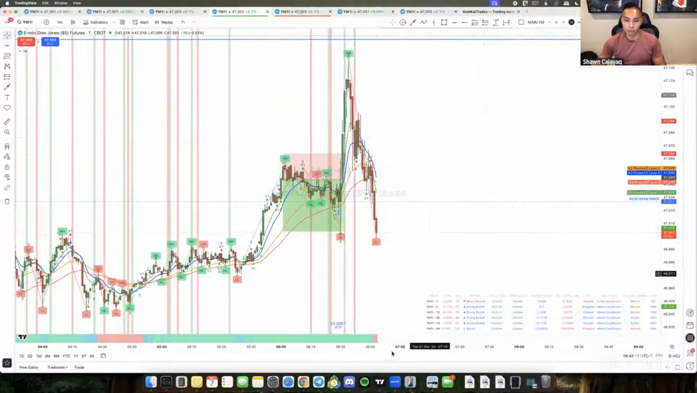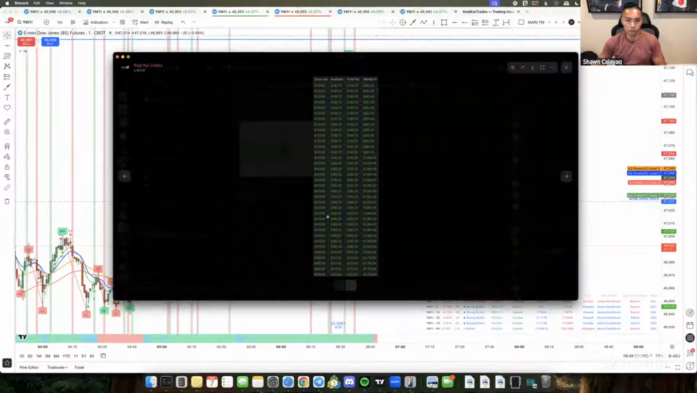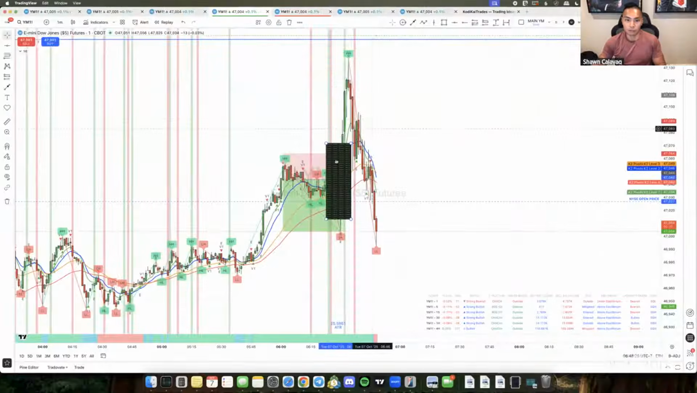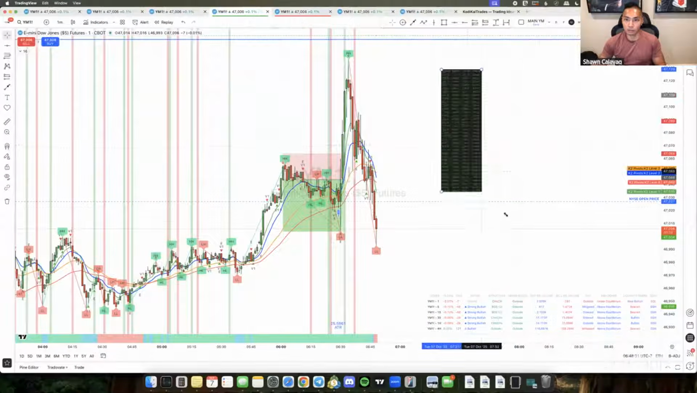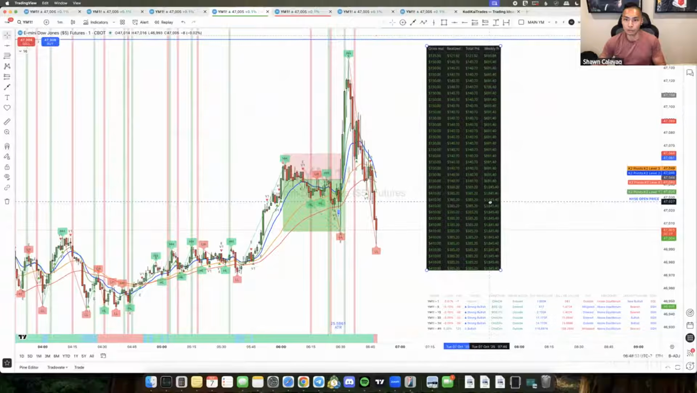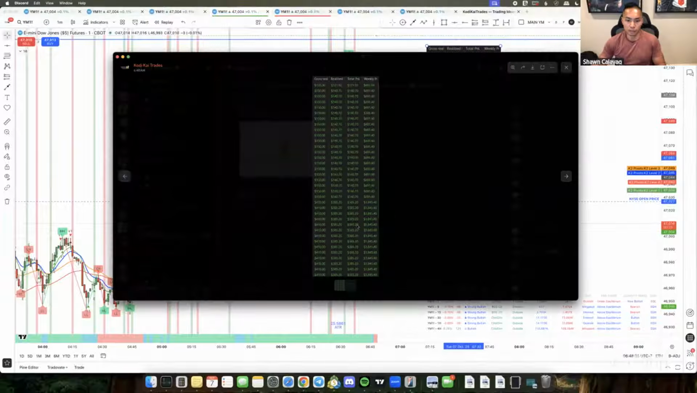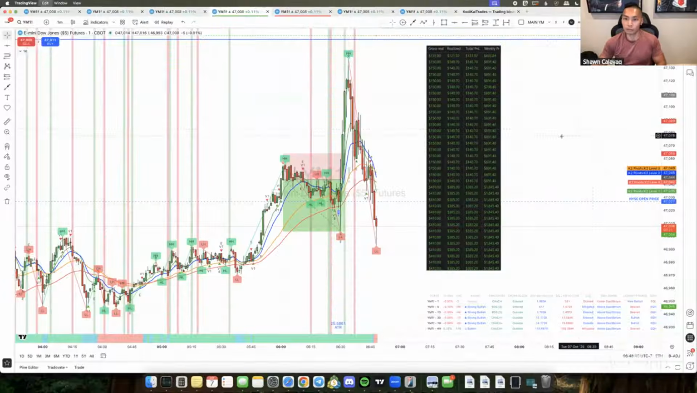Okay, so here are my profits for the day so far. Let's go to my Discord. So these are my accounts. I have two of them, of course. Here, this is my first set of accounts right here. And then here are my second set of accounts right here.